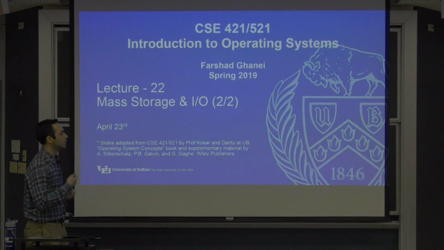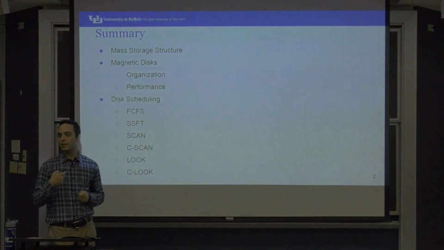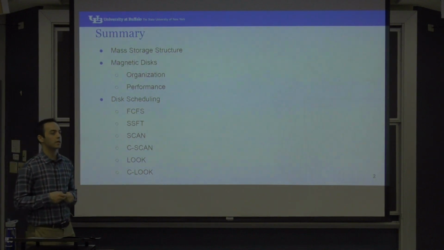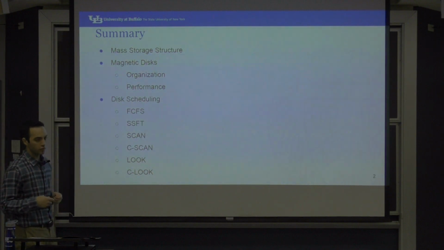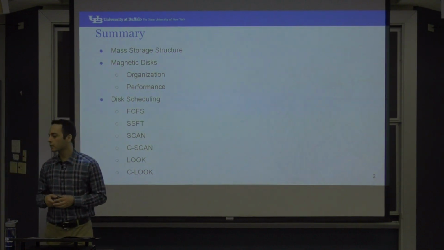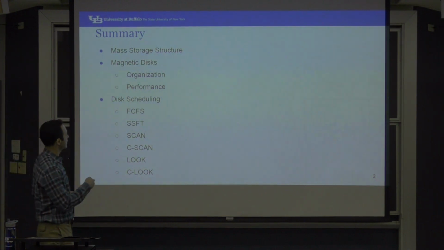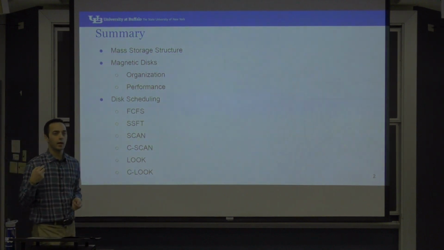All right, let's start with today, storage and I/O, session 2. Last lecture we talked about the mass storage structure, the magnetic disk, and tapes. Specifically, we covered a little bit of the performance metrics for disks, and also a few disk scheduling algorithms: first come first serve, shortest seek time first, I think that's SSTF, SCAN, C-SCAN, LOOK, and C-LOOK.